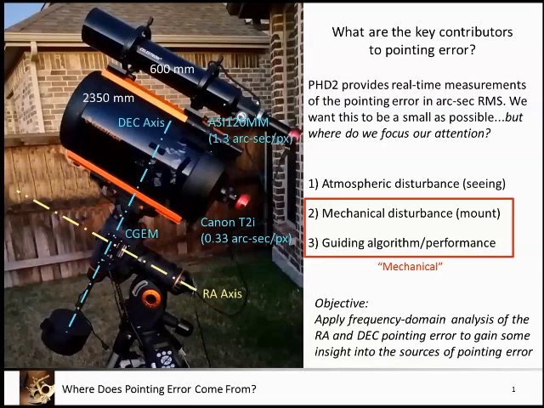But basically the objective here in this analysis that I was doing and that I'm going to share with you today, I wanted to apply what's called frequency domain analysis to the right ascension and declination pointing error data recorded by PHD2 in its guide log that is provided during and after each guiding session, in order to gain maybe a little more insight into the various sources of pointing error.